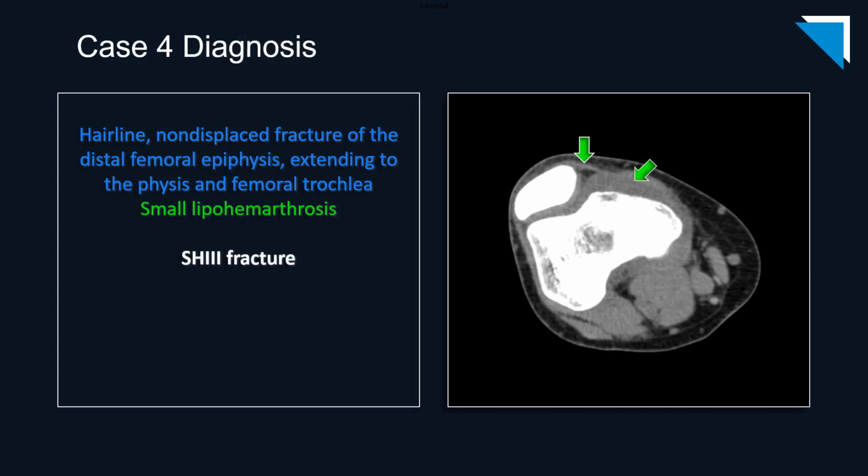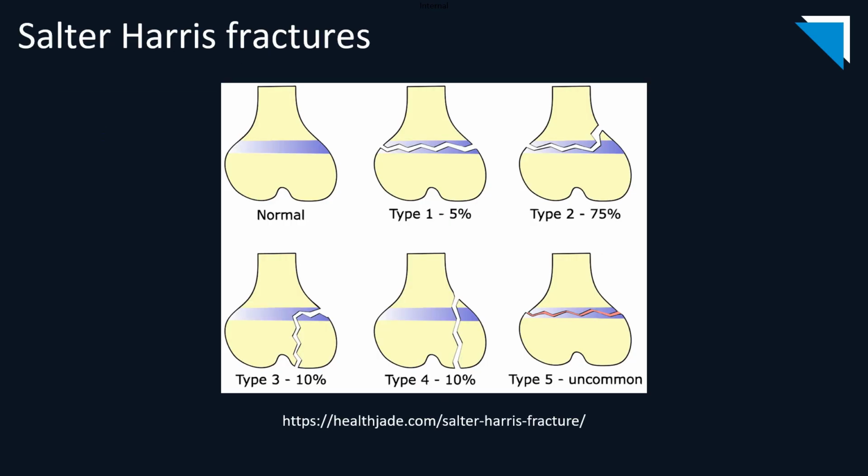So these findings are consistent with a Salter-Harris 3 fracture of the distal femur. Of course, we've all seen numerous diagrams like this one illustrating the different types of Salter-Harris fracture. If you're not familiar with it, do familiarize yourself with this, as we see quite a few fractures in our pediatric population.